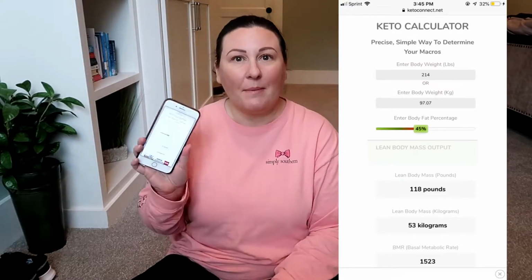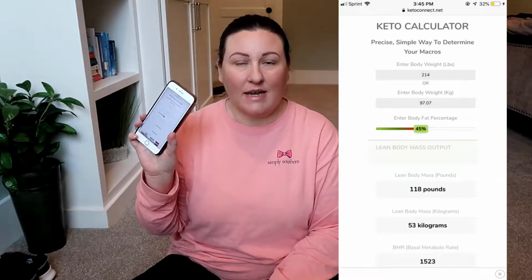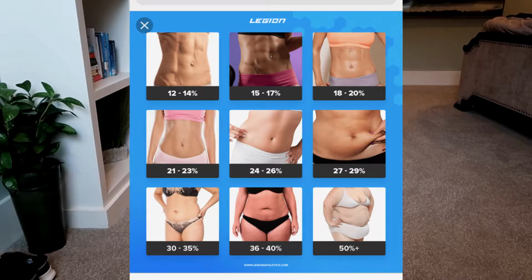Okay, so I'm using ketoconnect.net, going into their calculator. I'm going to put it up here on the screen. So I put in my body weight, 214, and then enter body fat percentage. Okay, how do you know what your body fat percentage is? The most accurate is to go have a DEXA scan. Now they're expensive, they're hard to find, they're not everywhere. The next easiest way is, I'm going to show you a couple charts here, and I'll tag them down below that I found online. This is what a lot of the calculators suggest that you do. You look and say, which one of these matches my body? And then you guess your fat percentage based off of that. So they're really pretty easy to use.